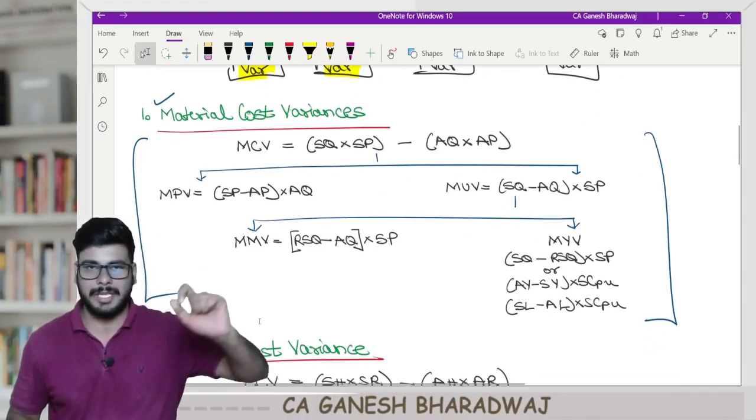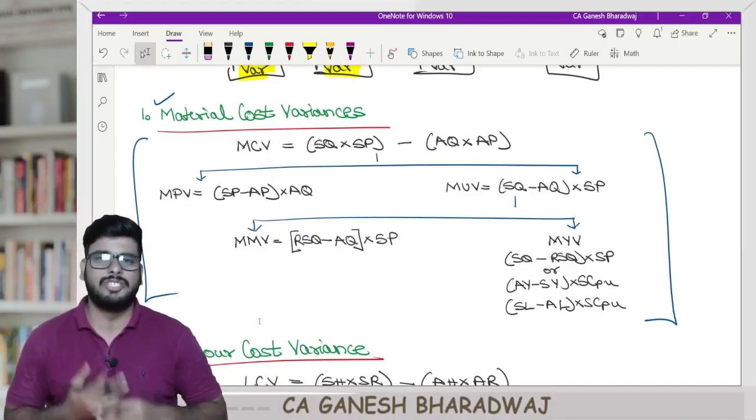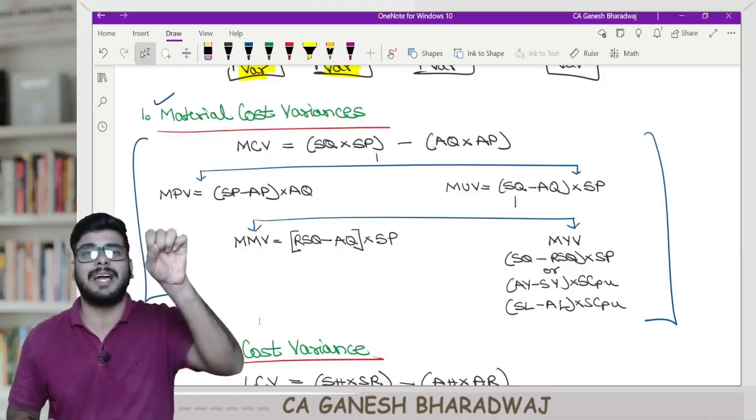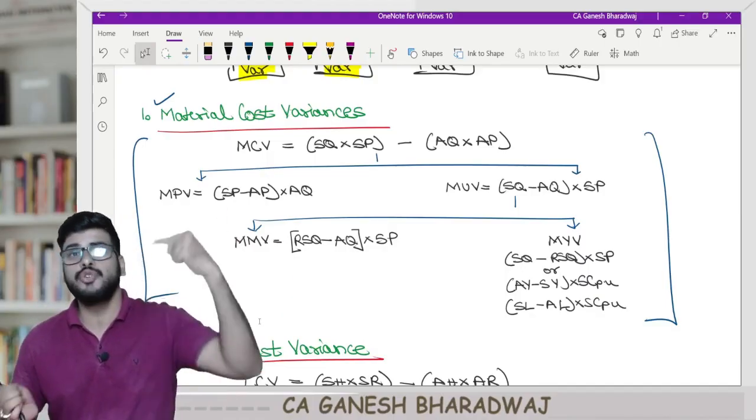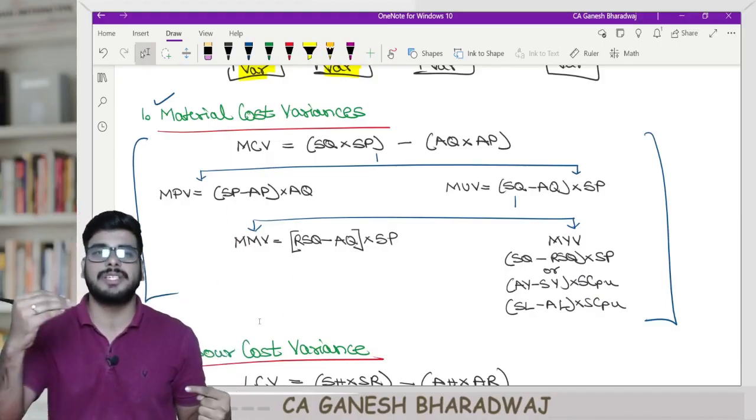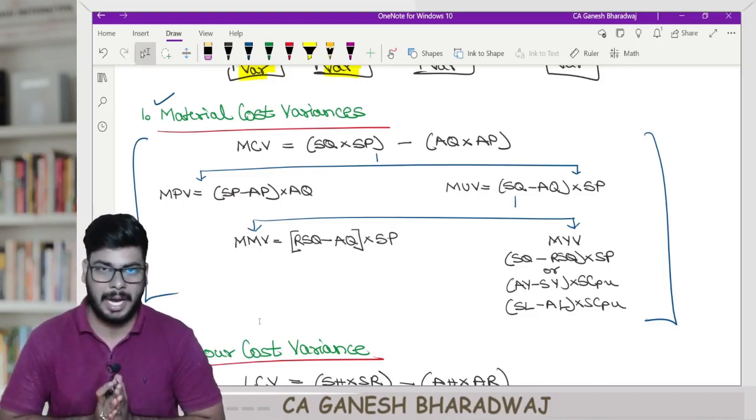Material cost variance. Now, by the way, guys, we all know all the cost side variances. So what is basically the variance? The standard cost minus actual cost. Basically, the cost that you should have incurred versus the cost that you have actually incurred. Only that we can compare. Are you clear with this?